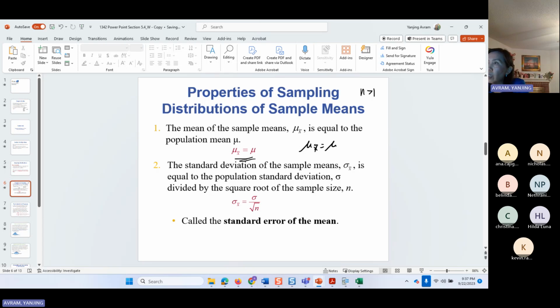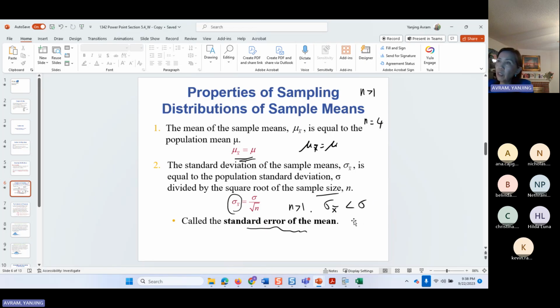Sigma of the x bar. If my n is equal to 4, I take 4 as a sample every time, so this sample mean is still equal to the population mean. But since your sample size increases, your standard deviation will decrease. Why does it decrease? Because n is greater than 1, so your sigma x bar is going to be less than sigma, because you're going to divide by a number that is greater than 1. The sigma of the x bar is called the standard error of the mean.